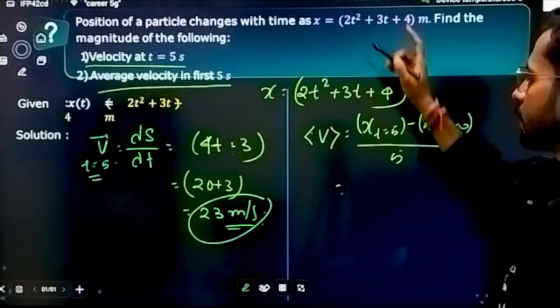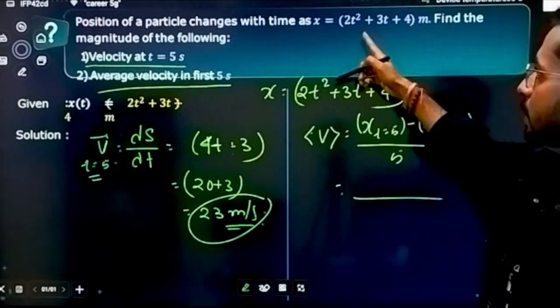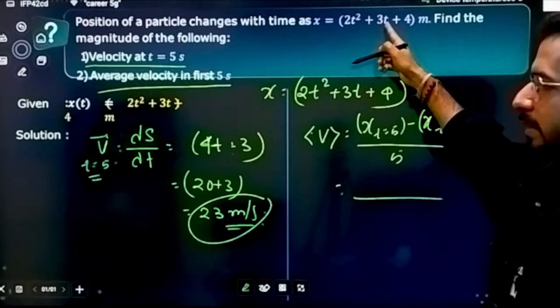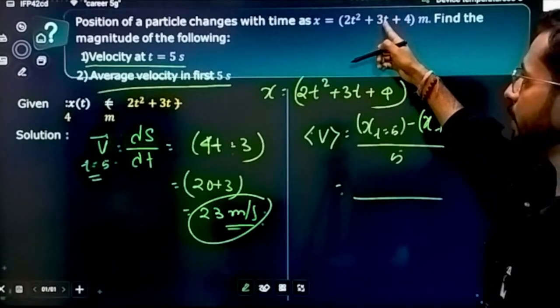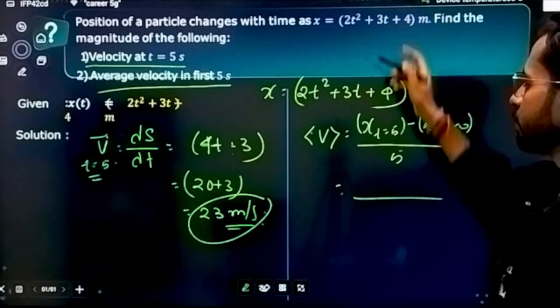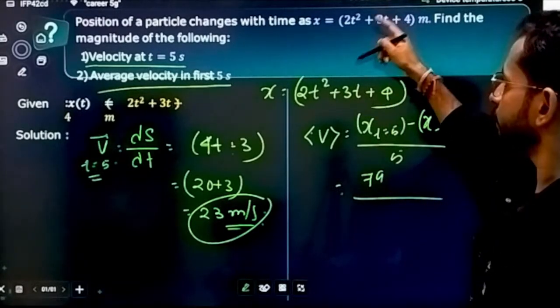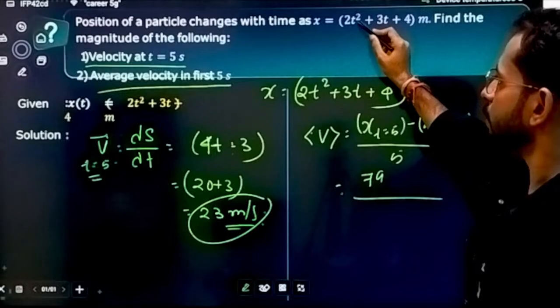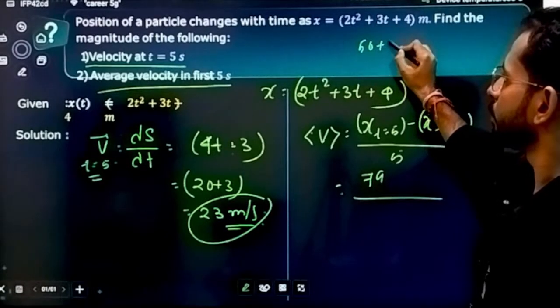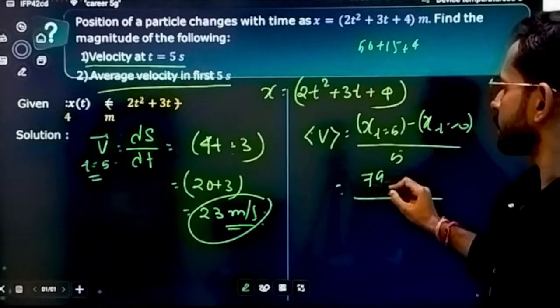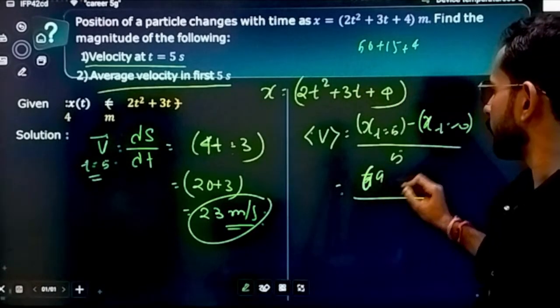Put t equals 5 here. When you put it, what value comes? 5 into 5, 25, 50. 50 plus 15, that will be 75, 79. I guess the answer will come. Check it again. Put 5. Here it becomes 2 times 25, that means 50 plus 15 plus 4. That means 69. Sorry, 69 will be the result.